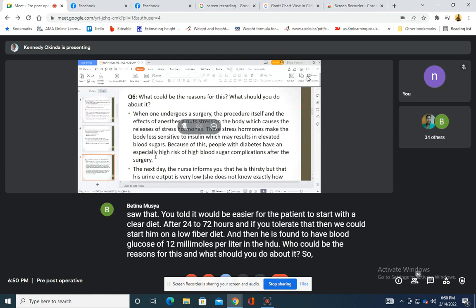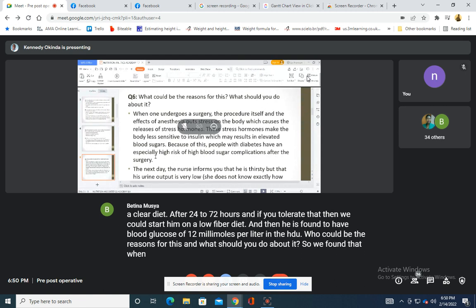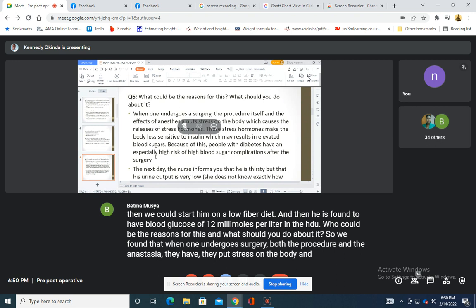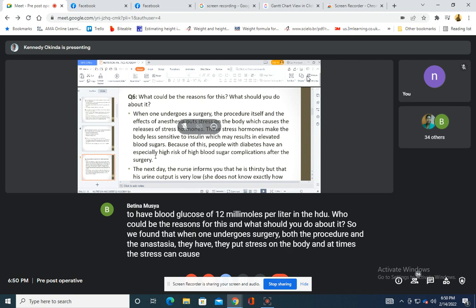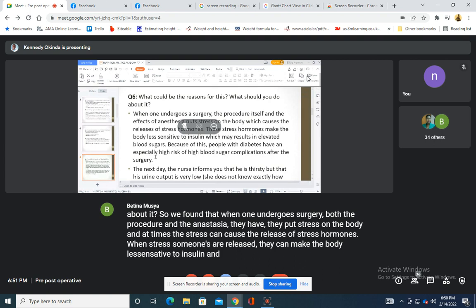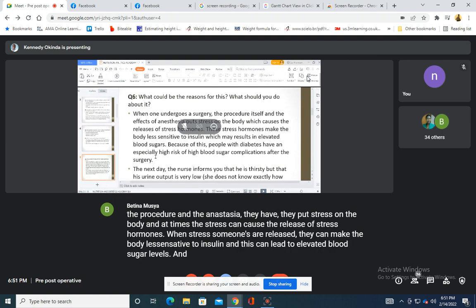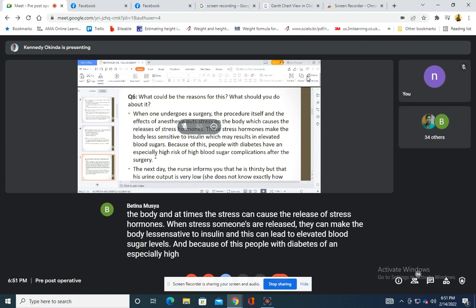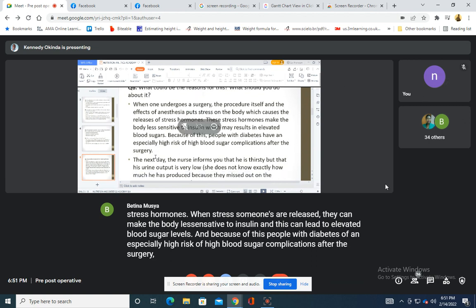We found that when one undergoes surgery, both the procedure and the anesthesia put stress on the body, and at times the stress can cause the release of stress hormones. When stress hormones are released, they can make the body less sensitive to insulin, and this can lead to elevated blood sugar levels. Because of this, people with diabetes have an especially high risk of high blood sugar complications after the surgery.